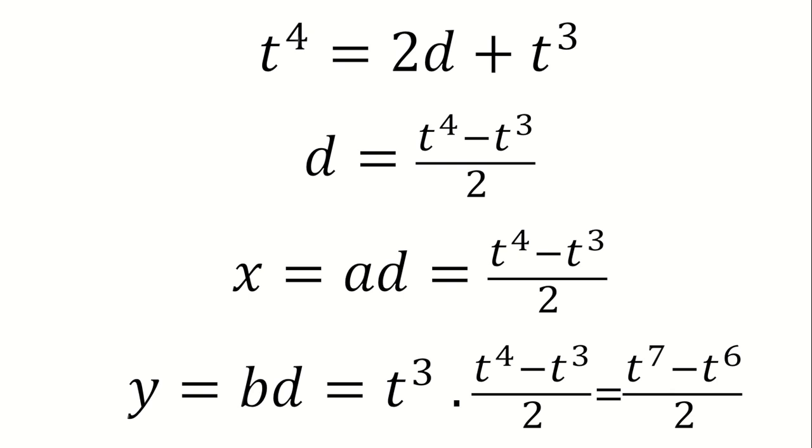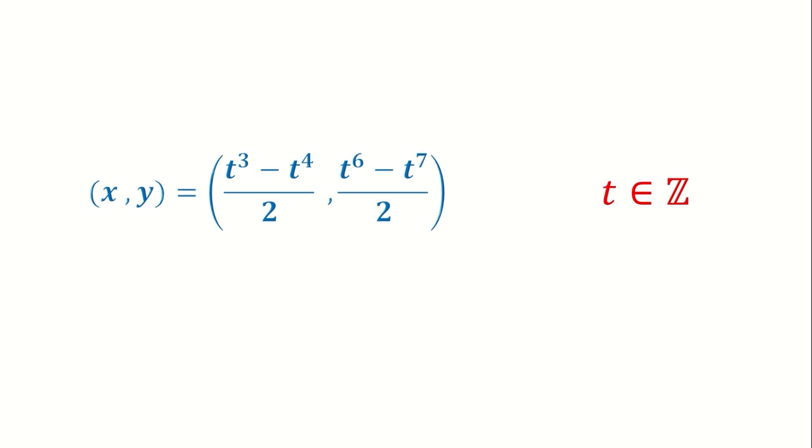And t is an arbitrary number. So we can collect all of this information in these parentheses. The pairs (x, y) are equal to ((t to the power of 4 minus t to the power of 3) divided by 2, (t to the power of 7 minus t to the power of 6) divided by 2), and t can be any integer. So we can solve the question completely.